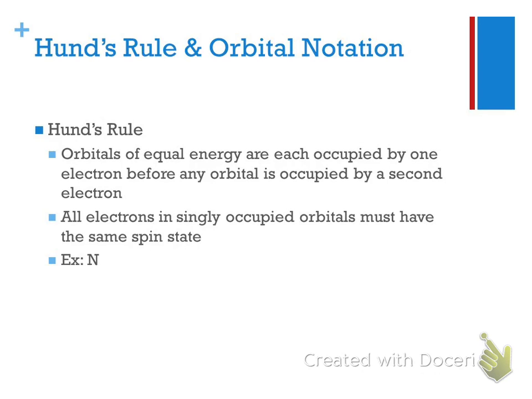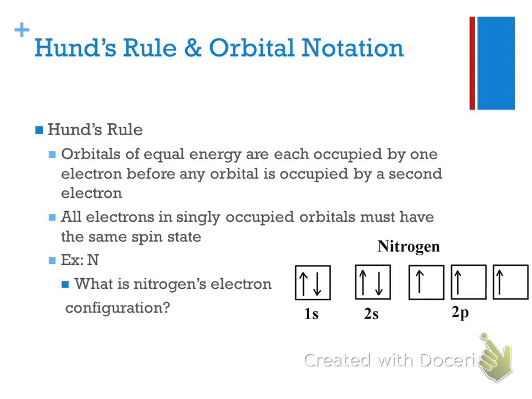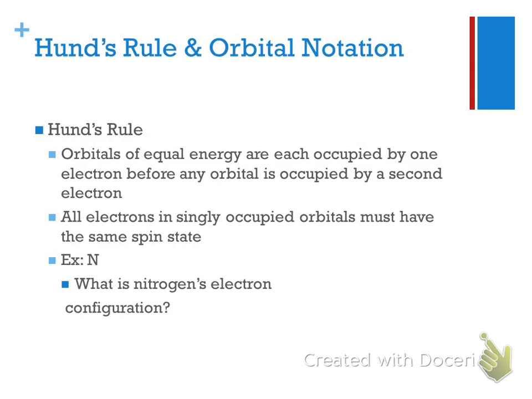Orbital notation. Okay. First of all, let's look at its electron configuration first. Tell me the electron configuration for nitrogen. Electron configuration, remember, is 1s2, 2s2. The arrows that we're doing are orbital notation, so there's two different things.